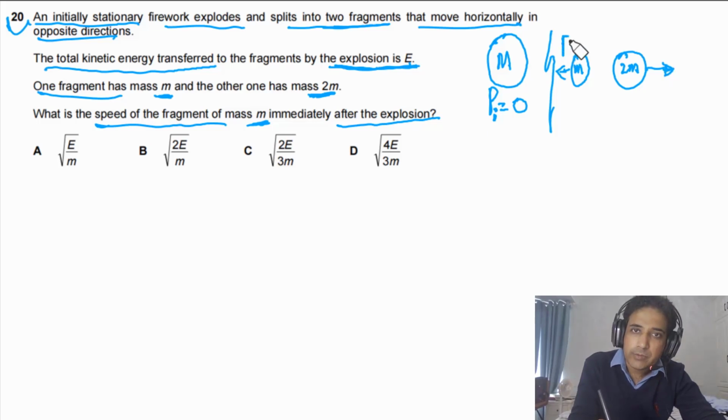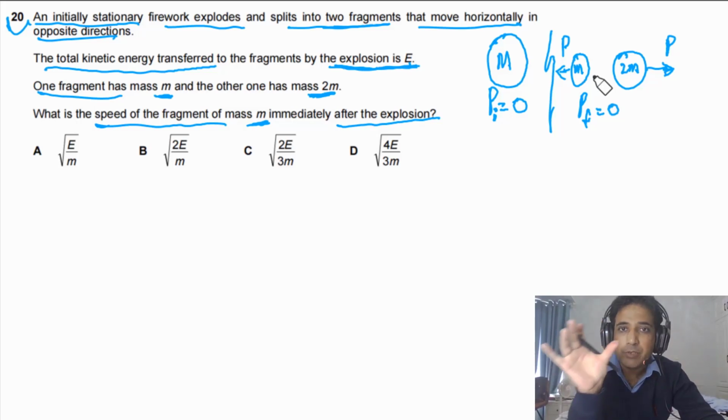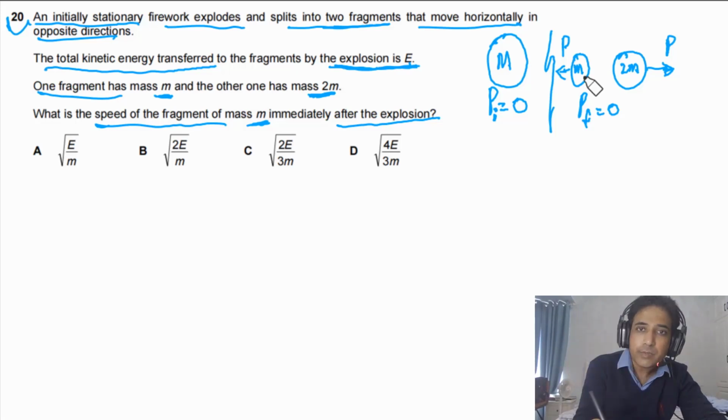Let's say the momentum of this one is p. The momentum of this one also has to be p, because the final momentum also has to be equal to 0. So these two have the same momentum, because this is an isolated system. There is no net external force acting on the system, so the momentum of the system should remain constant. So from here we can conclude they have the same momentum. This is the main concept.